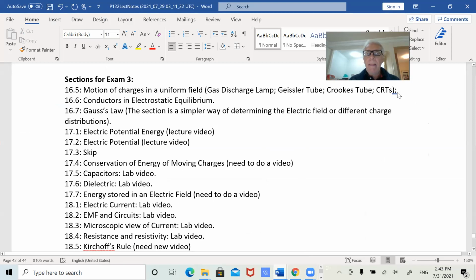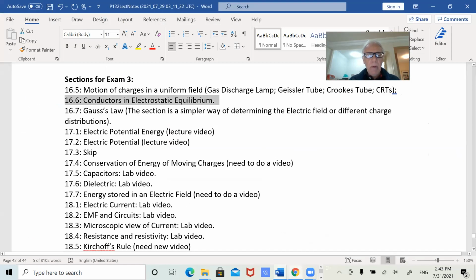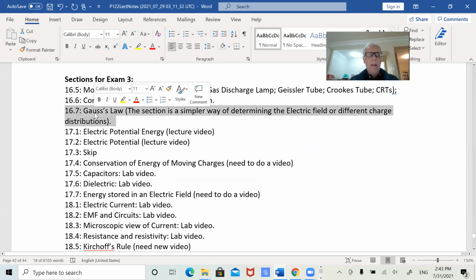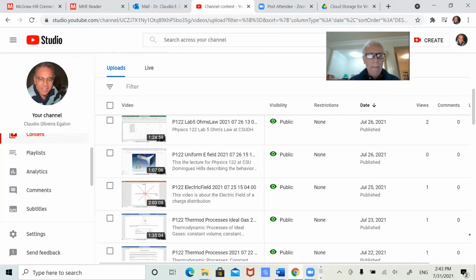Next one, conductors in electrostatic equilibrium. It's part of this one right in here. It's a short chapter. You can read that as well. What else? Gauss's law, section 16.7.